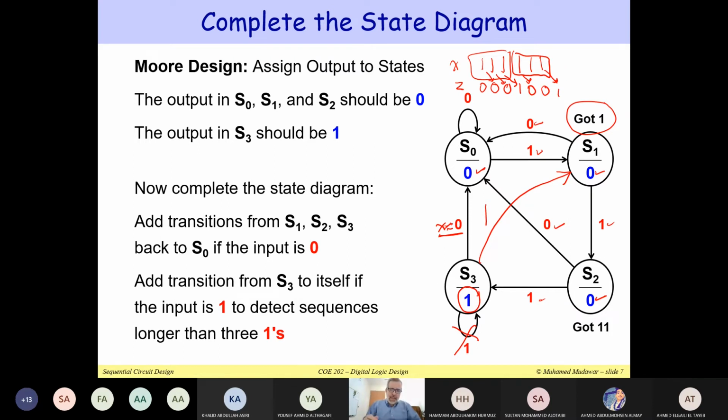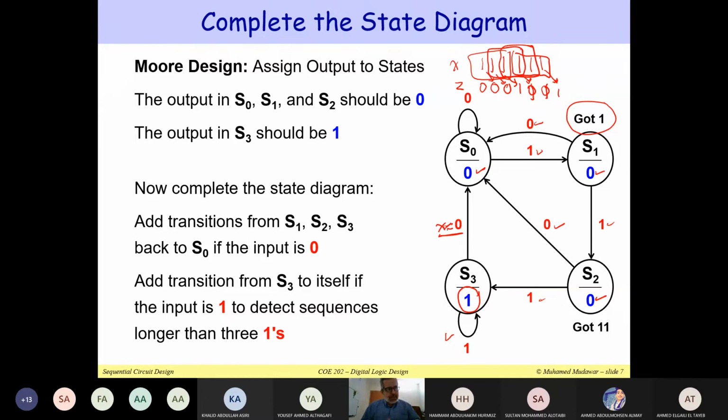So what we have here is overlapping sequences. This is why this is not shown here. And we have a transition from S3 back to itself. So this will give me 1, this will give me 1, and this will give me 1. So this can detect overlapping sequences. You can see here we have 3 ones, here I have 3 ones, etc. Basically we'll continue to get the output 1, 1, 1, because we have this transition here indicating that this can detect 3 or more ones in the input sequence.